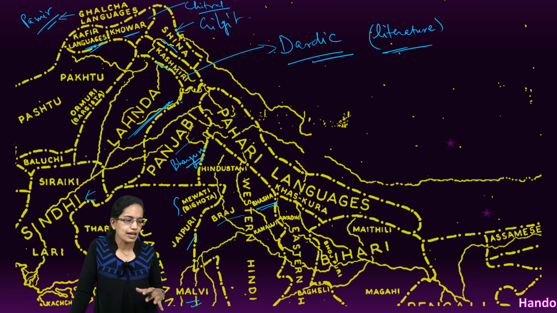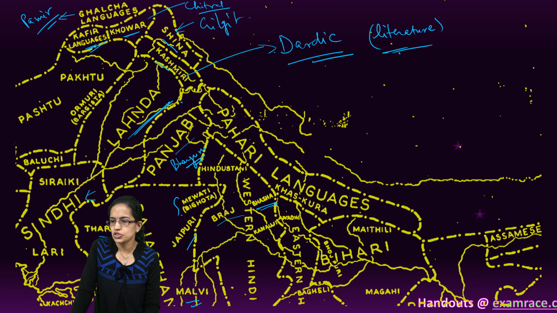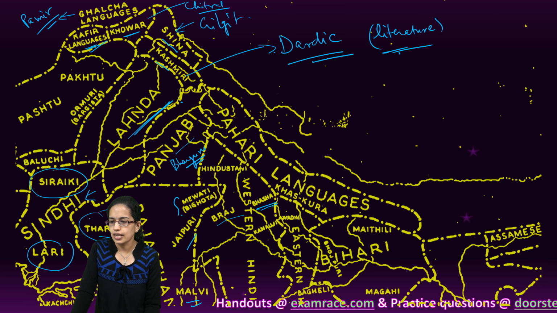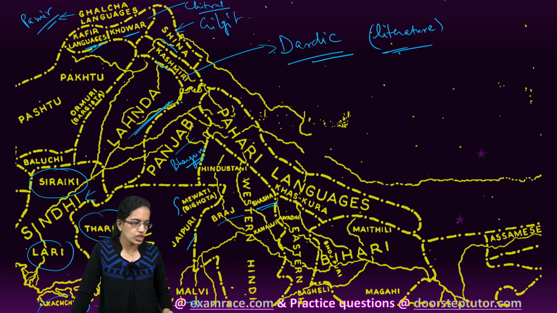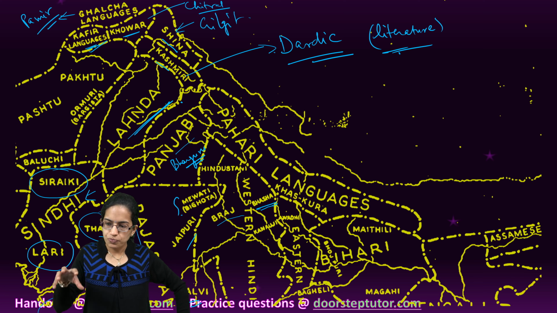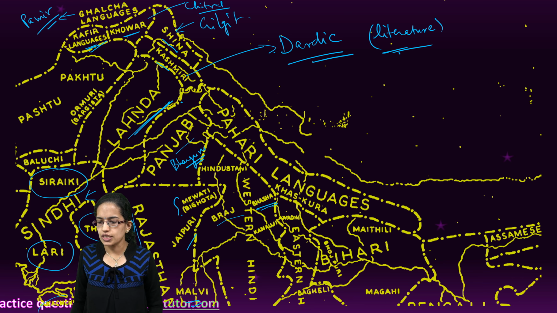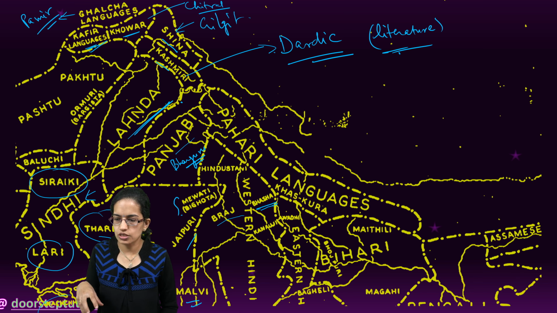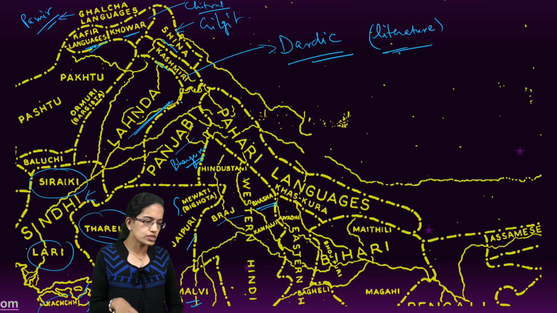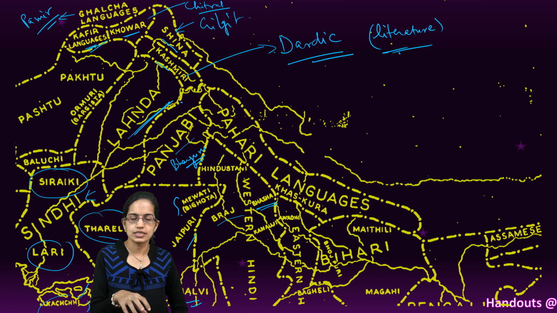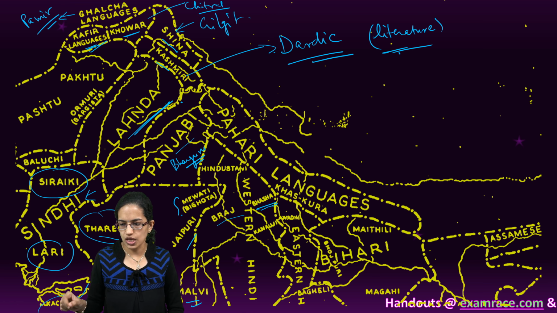Now the Sindhi language again had four subdivisions. Those were the Sikaria, Lari, Thareli and Kutchi. Now these four were the regions which were dominated by the Sindhi language, of which Kutchi was the language of the Kutch region of Gujarat. Thareli was the language of the Thar Desert, and from the Thar Desert the name was Thareli.